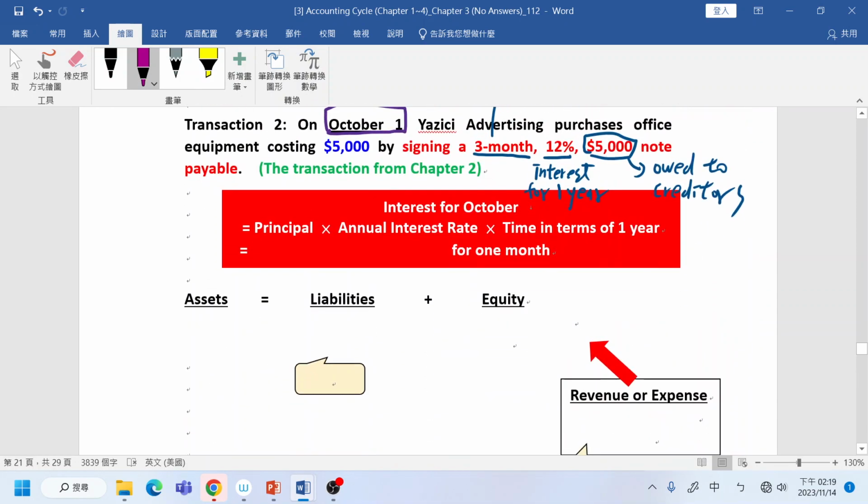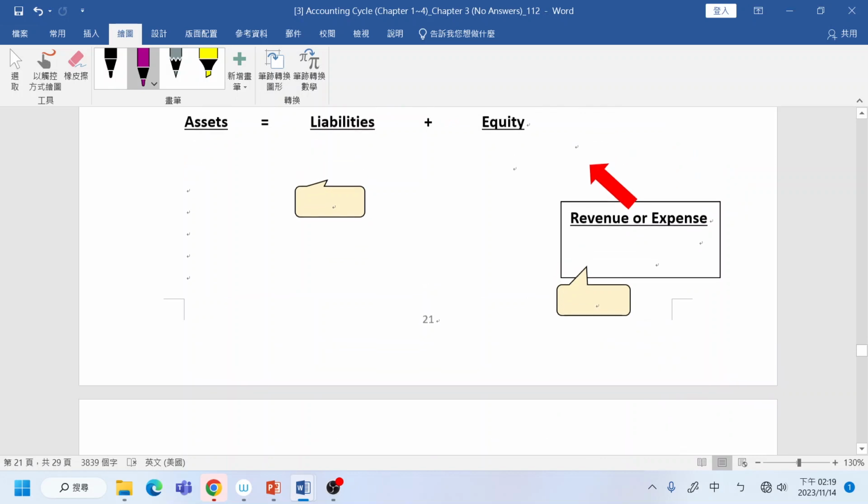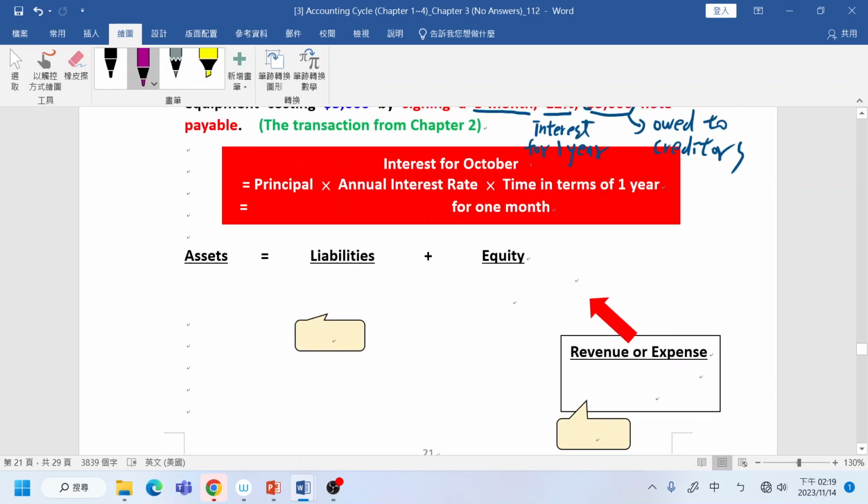So finish transaction 2 and 3. After that, record on 2 accounting books. So take your time.